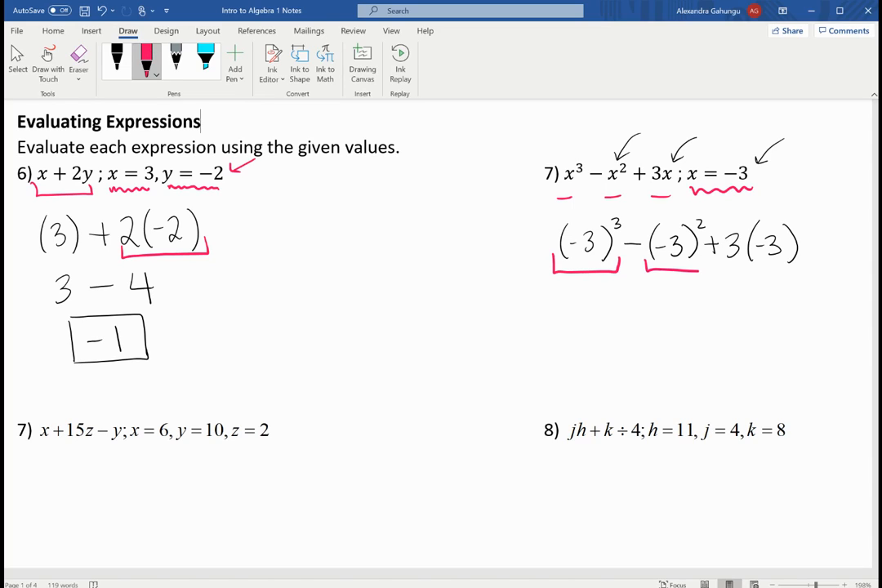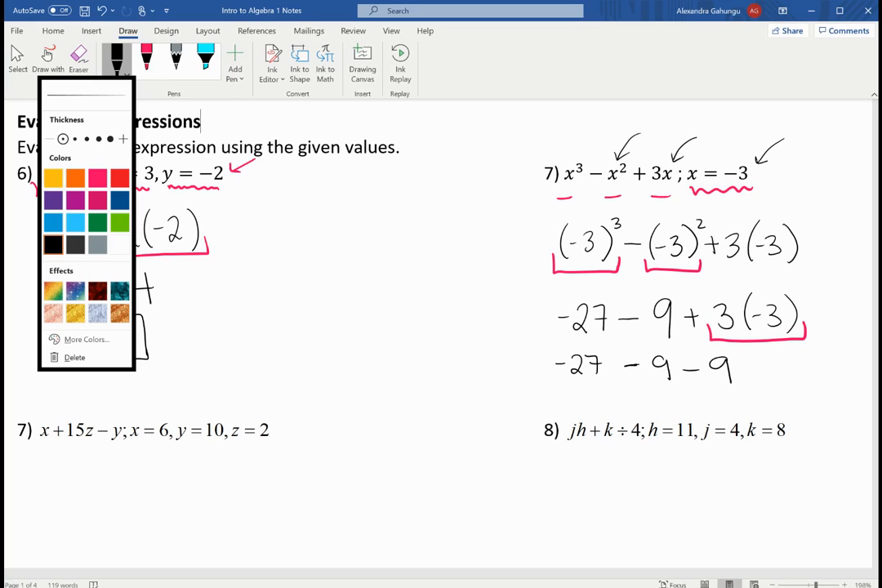We need to figure out our exponents. So -3 to the third power, -27. Then I still have that minus sign. I didn't do anything with it. I need to figure out what -3 squared is. That's 9. And I'm going to leave this the same because that's not in my order of operations yet. Now I multiply or divide before I add or subtract. So -27 minus 9. Nothing happened to those in my first step. And 3 times -3 minus 9.